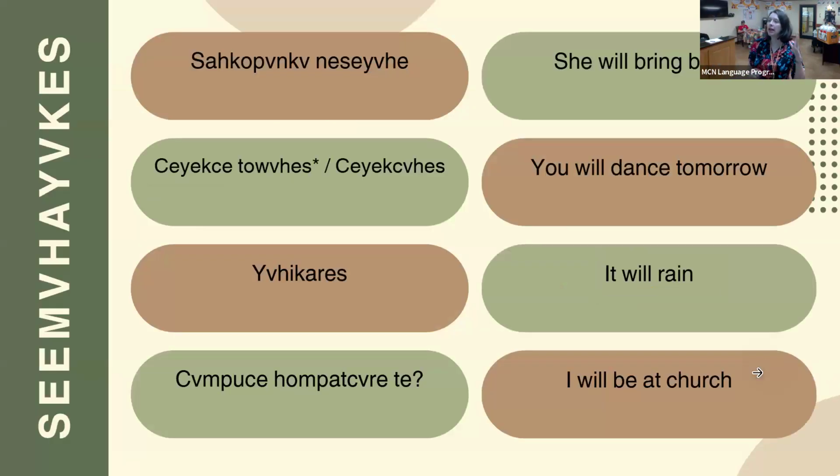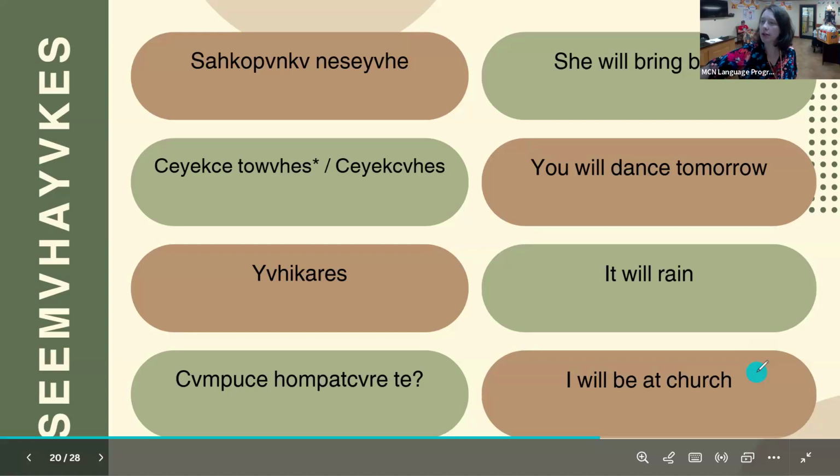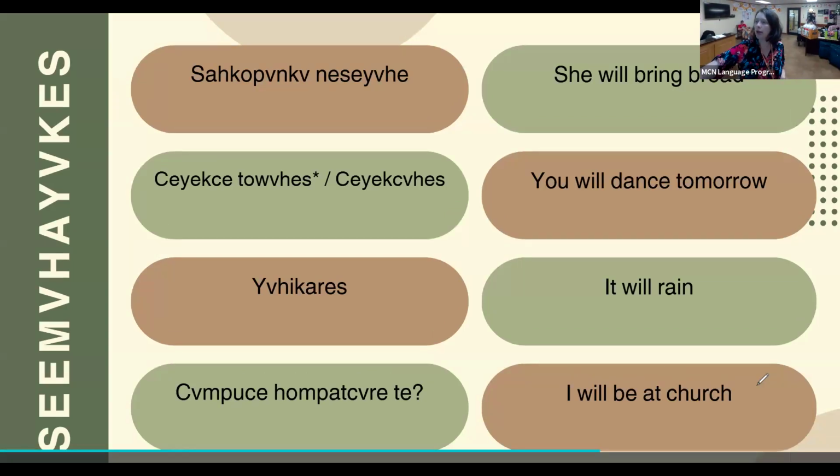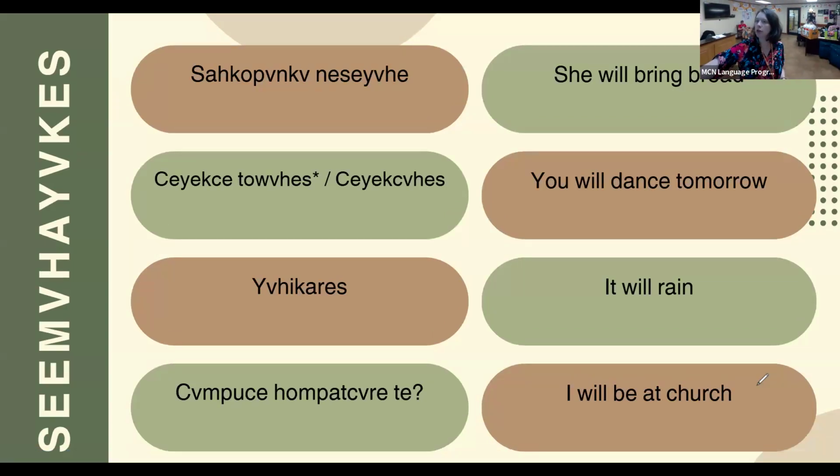Okay, on the left, we have our Mvskoke examples and practices. On the right side, we have our English. So let's break down the words to kind of help out first. And let's use red.